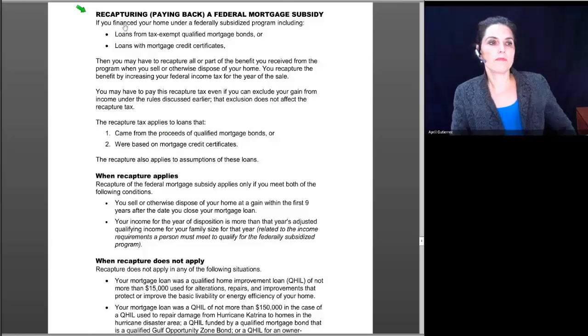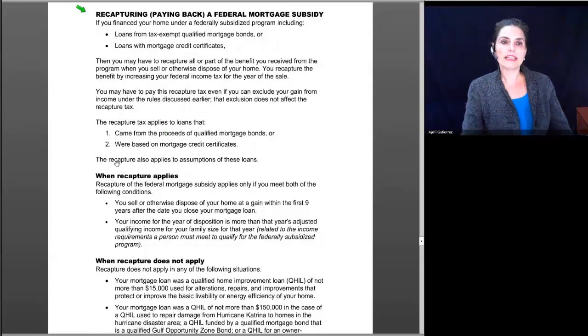So recapturing or paying back a federal mortgage subsidy is the next topic of the day.